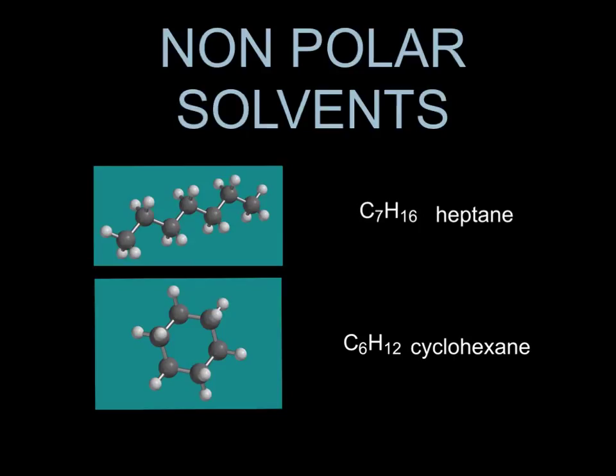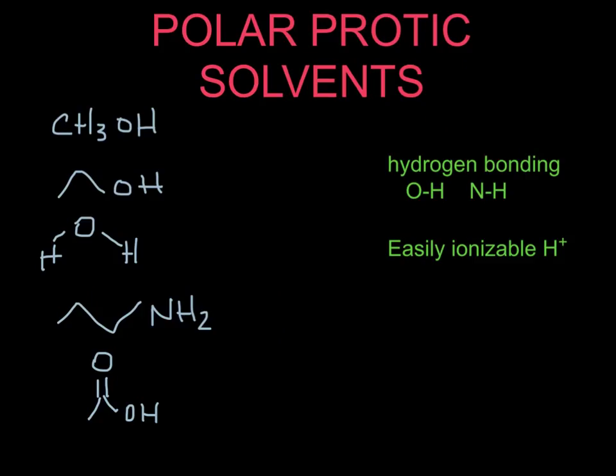What's interesting about heptane and cyclohexane is their symmetry, and we can draw a line of symmetry through the middle of each molecule. And so when you see symmetry in molecules, it's a good indication that you have a nonpolar solvent. The next type of solvents we'll talk about are polar protic solvents.